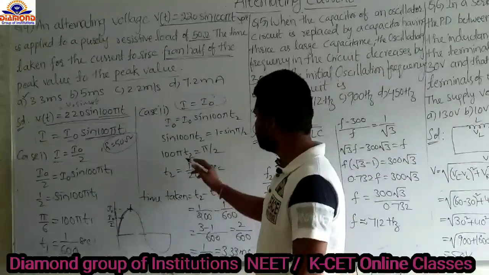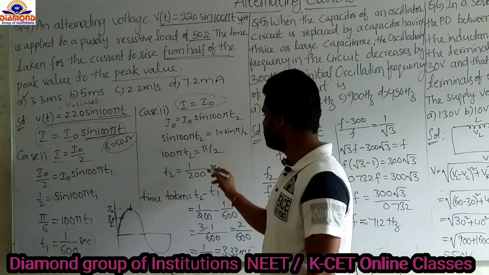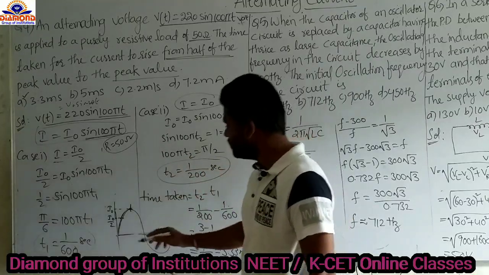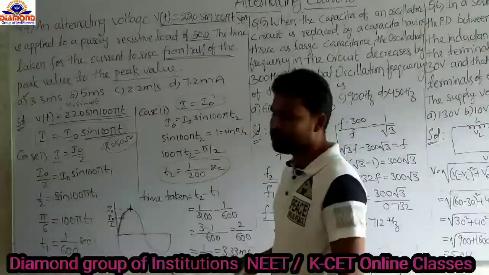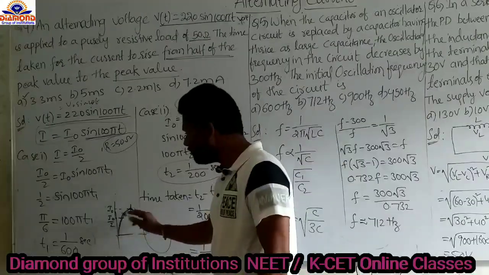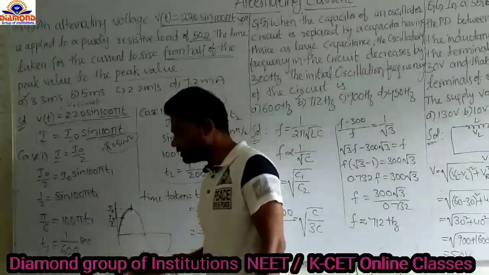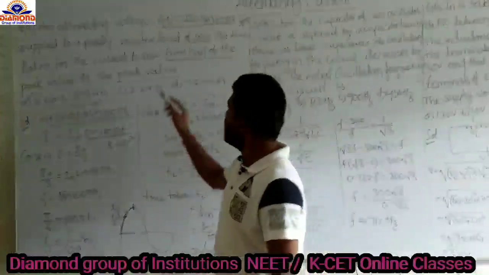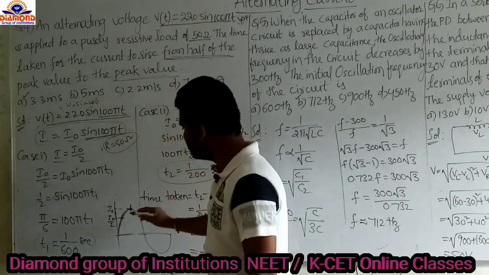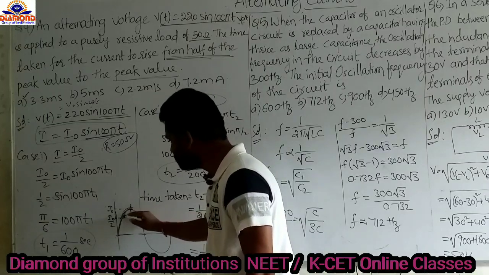So now t2 equal to, we will get pi cancel, 100 send this side, 1 by 100 seconds. So from initial to the peak it is taking 1 by 200 seconds. From initial to the half of the peak value it is taking 1 by 600 seconds. But they are asking half of the peak value to the peak value. That means from here to here, how much is it taking?